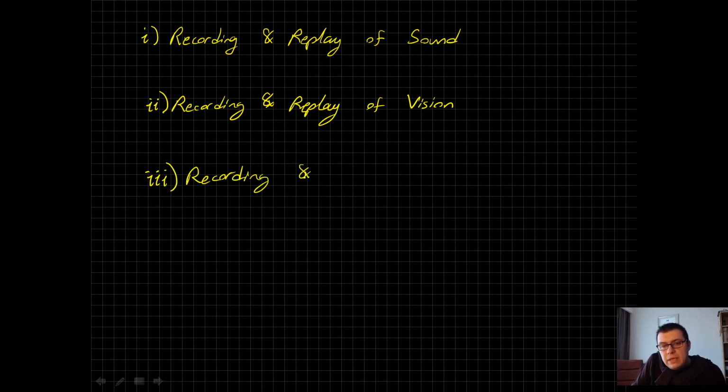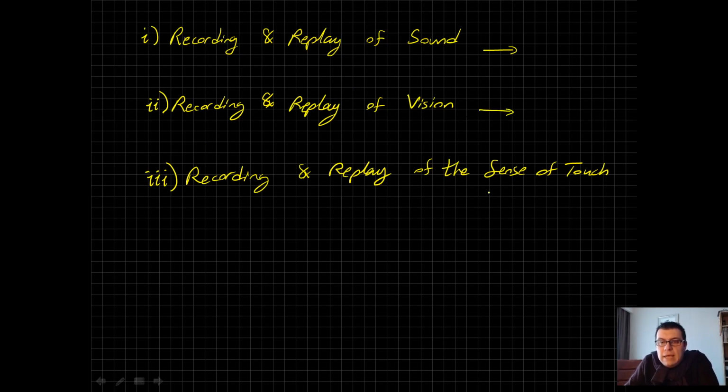So these two are again unilateral operations, having the ability to record and replay. The sense of touch is a little bit more tricky, because this was unilateral, and that last one is bilateral operation. So you need a bilateral operation or bilateral control system to record and replay the sense of touch.